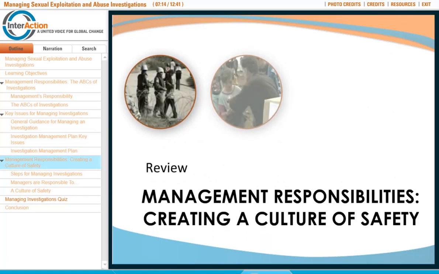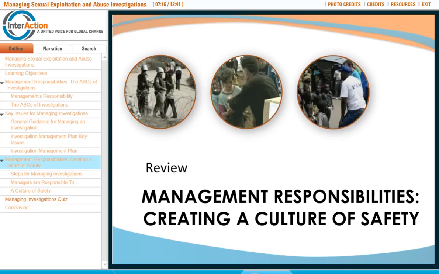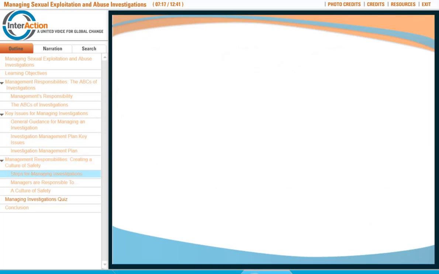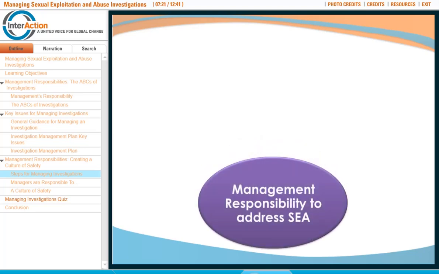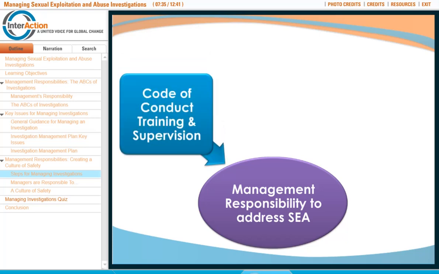Review. Management responsibilities, creating a culture of safety. We have gone through the 3 key management responsibilities for prevention and response to sexual exploitation and abuse. There are tools, materials, resources, and guidance materials available and accessible to help guide you through establishing and overseeing all of these processes. A code of conduct with good quality staff training and careful supervision is the first step.